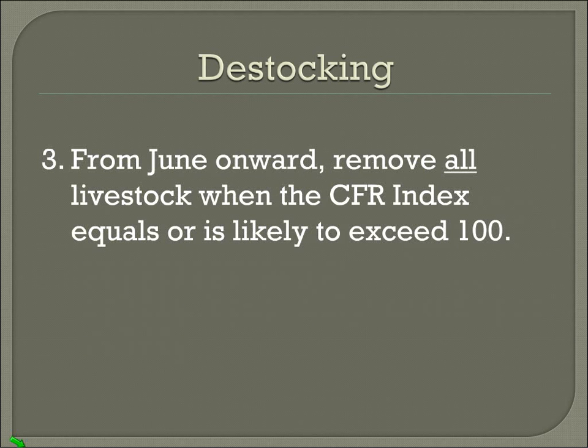The third phase of destocking, literally from the month of June onward, focuses on the CFR index itself, which is the far right-hand column. If you take a look at the CFR worksheet, go all the way to the right-hand column, you can see that those numbers are in bold font, and they start off with a 0, then a 4, and then you can see a very rapid rate of increase in those CFR index values.